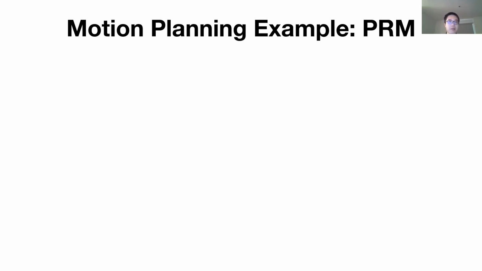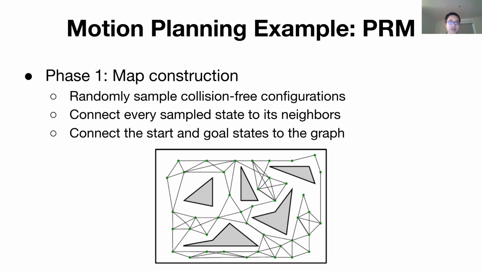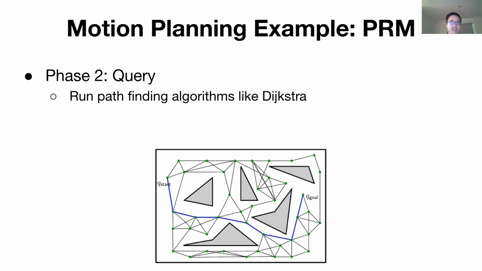Next, I'll take PRM as an example. This is a two-phase algorithm. In the first phase, it is map construction. We will first randomly sample collision-free configurations, then connect every sample state to its neighbors, and also connect the start and goal state to the graph. The second phase is the query phase. Here, we can just find a valid path using some simple search algorithm like Dijkstra.